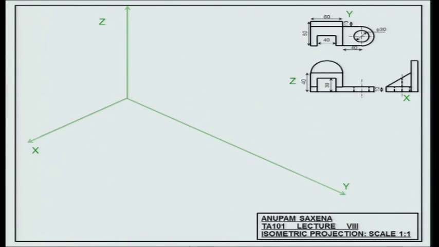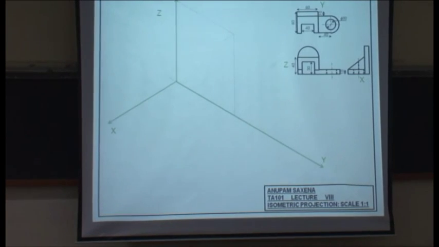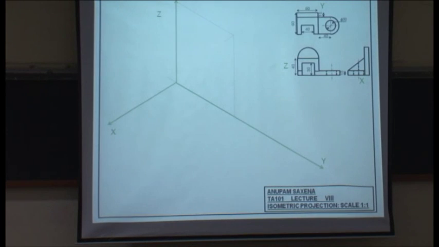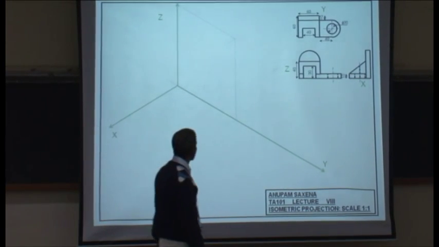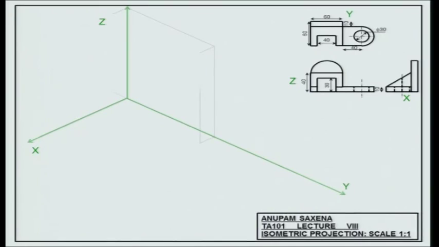What's this height? 70. What is this? 60. What is this? 10. Once you have identified the three dimensions of a box or of a block, you can draw parallel lines along the x, y, and z and go ahead and draw the block.